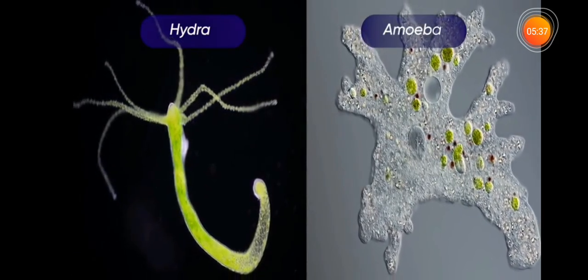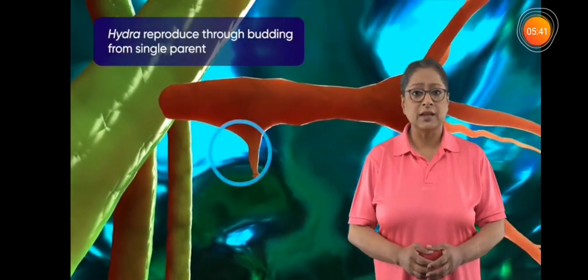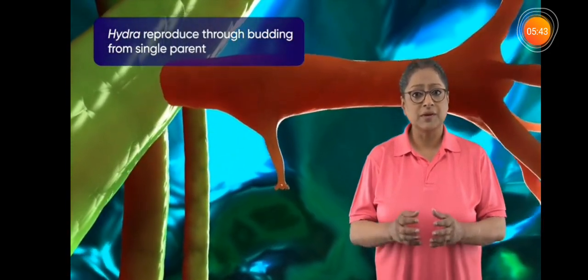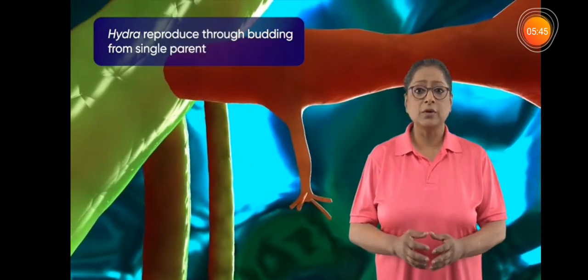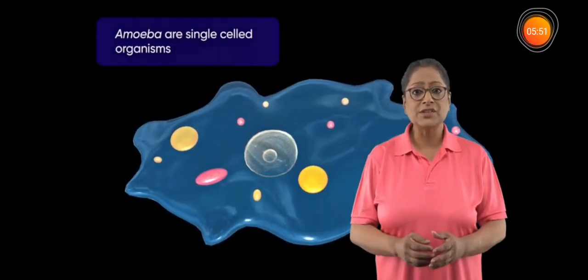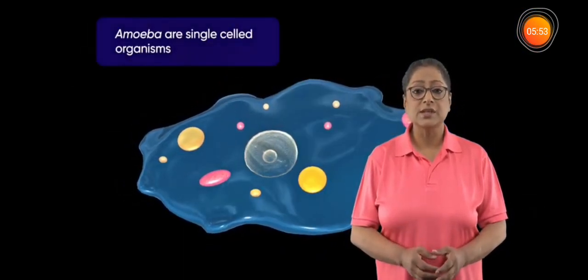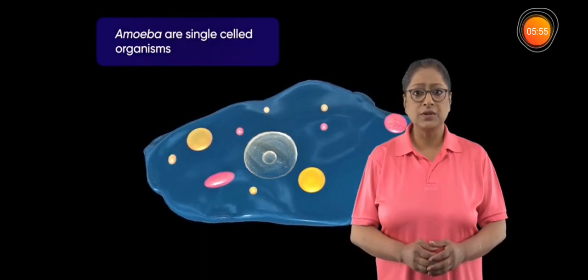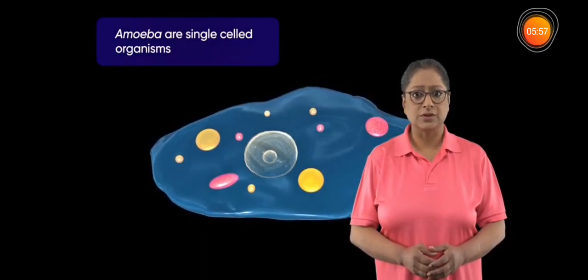Let's find out how they reproduce. In hydra, the new individual develops as an outgrowth from a single parent from one or more bulges. This is called budding. Amoeba, which are single-celled organisms, also reproduce through the asexual mode of reproduction.